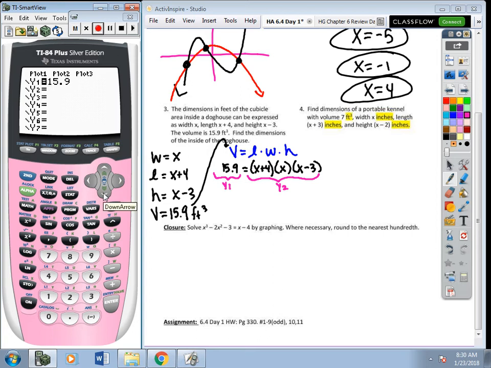Do not put 15.9 cubed, by the way. Remember that that's just a unit. You're only putting in the actual number.